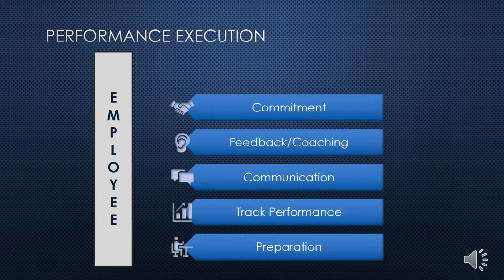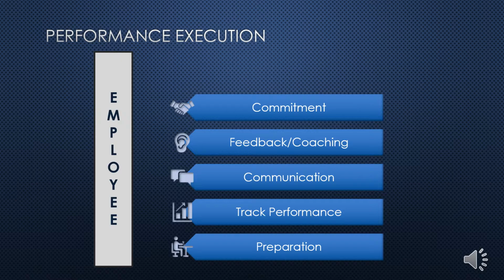Now begins the review stage of the process, called performance execution, and there are 5 important elements that make this stage successful. These first 5 involve the employee. First, the employee must be committed to the set goals. Second, the employee should proactively seek out feedback and coaching from their supervisor.